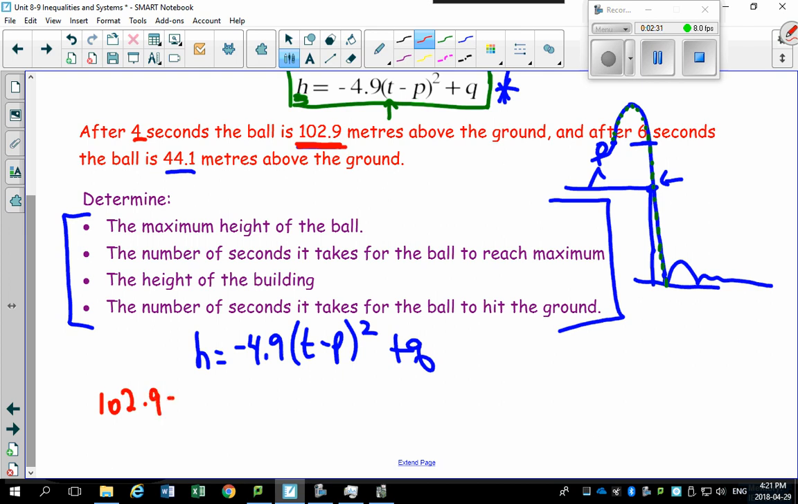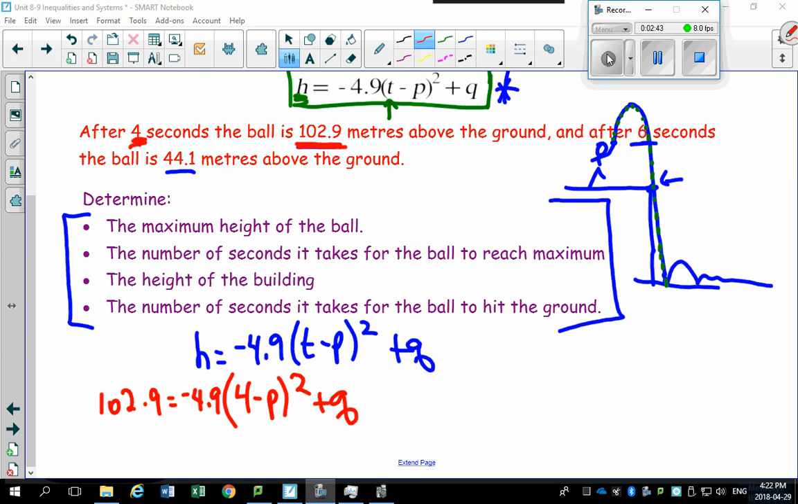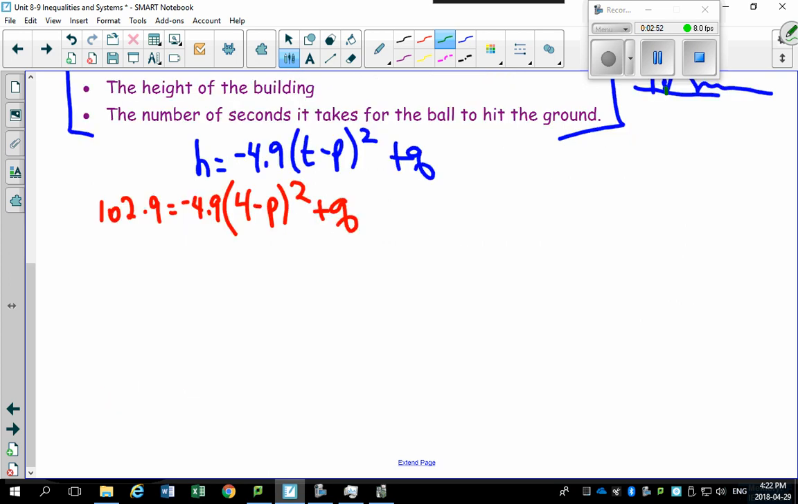102.9 equals minus 4.9 times (time was 4 seconds, so 4 minus p) squared plus q, right? Now, let's do the same thing to 6 seconds and 44.1 meters. Okay, I'm going to write it right underneath. 44.1 meters equals minus 4.9 (6 minus p) squared plus q. Oh, what a mess.